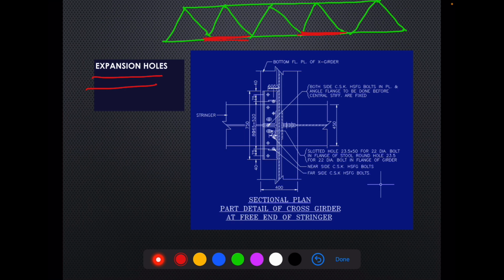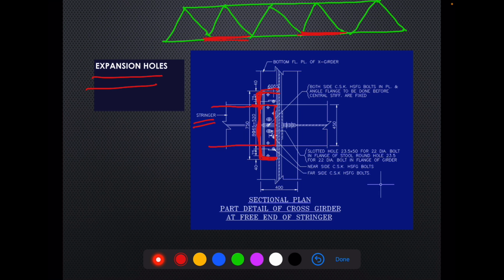So what is happening here? This is a cross girder. Okay. This is a cross girder, and a stringer is getting connected. A stringer is coming like this and is getting terminated like this. So at the bottom flange, we are connecting the stringer with a stool kind of arrangement, which I will show you later.